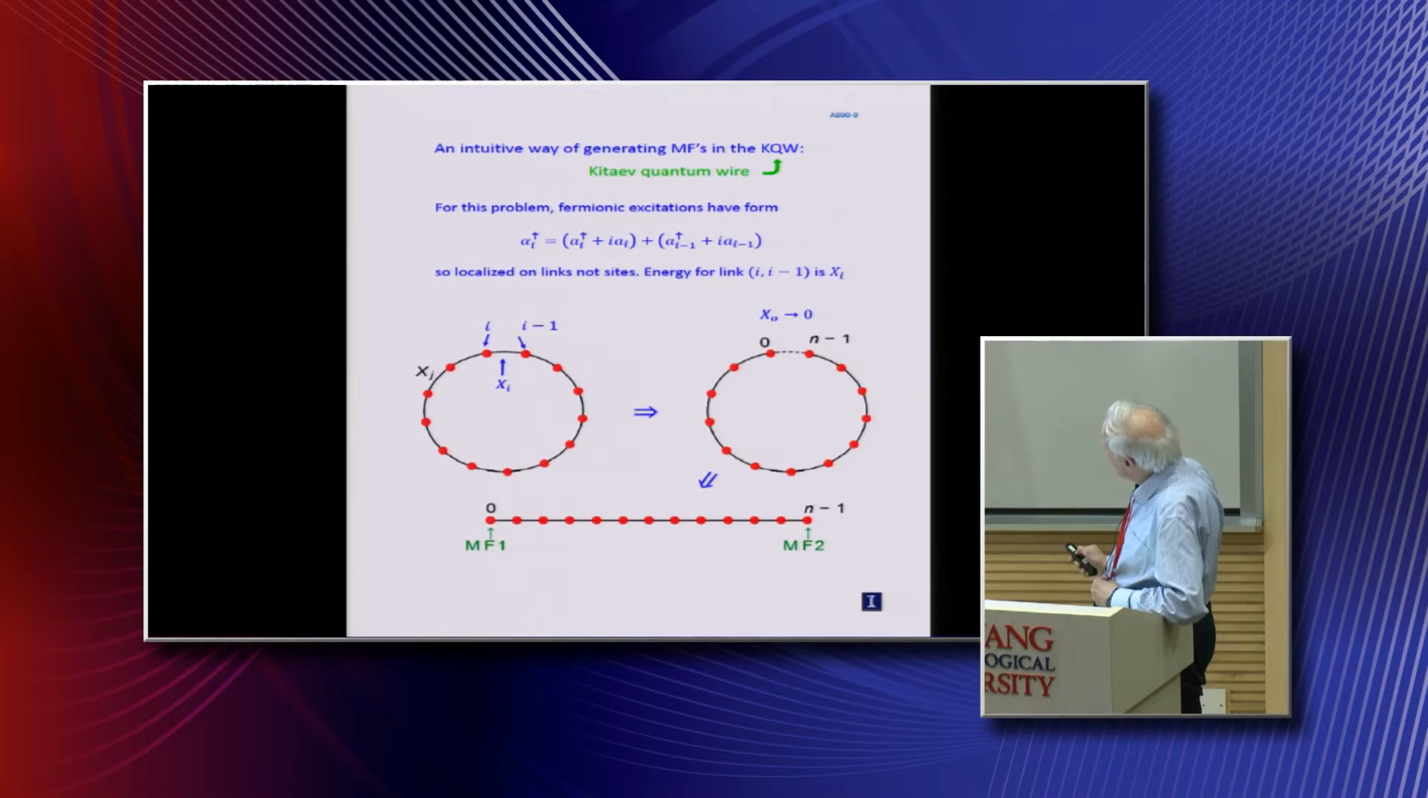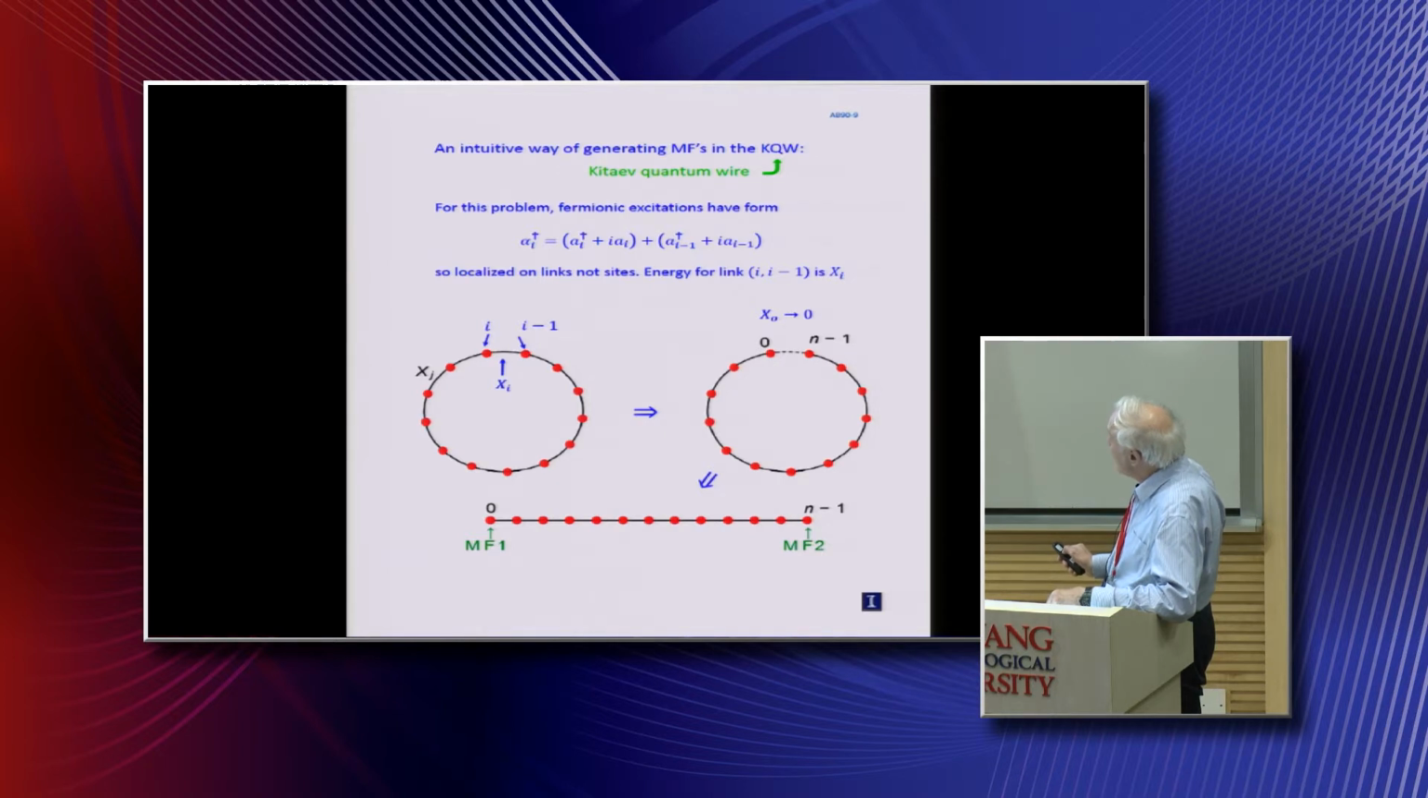And the energy for the i-th link is some number xi. You can work all that out, but I won't go through the details here. But here's the interesting point. You start off with links of arbitrary strength between the sites, and you get nice localized fermionic quasi-particles corresponding to the different links here. Then you gradually weaken one of the links on one of the sides so as to turn down the strength of that link to zero.